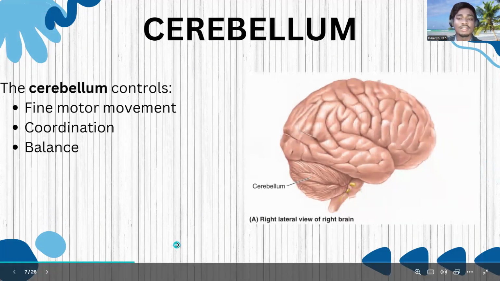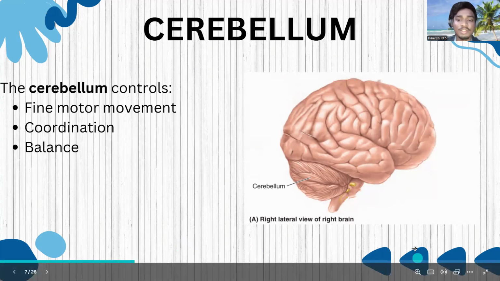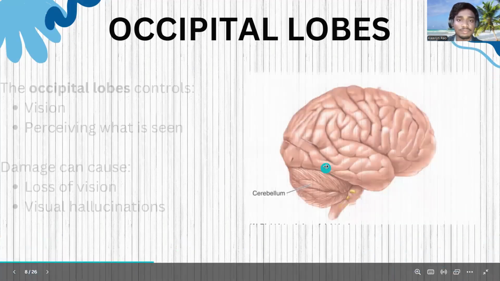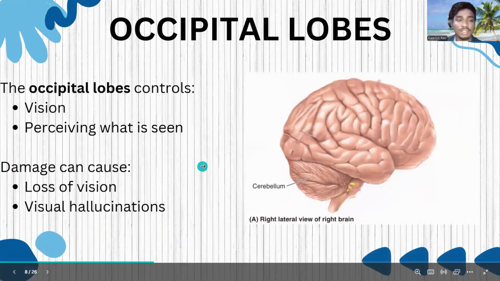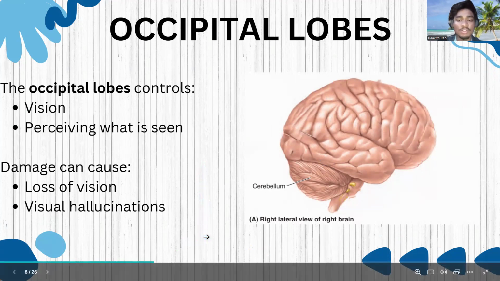Now we're going to look at the bottom part of our brain, which is the cerebellum. The cerebellum controls the fine motor movement, coordination, and the balance of our body. The occipital lobes are used for vision and perceiving what is seen. Damage caused to the occipital lobe can cause the loss of vision and visual hallucinations.